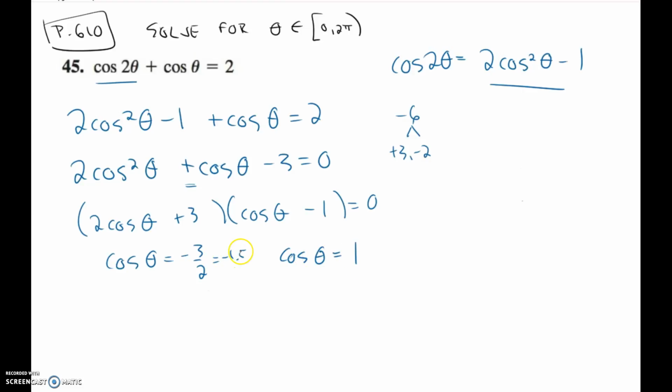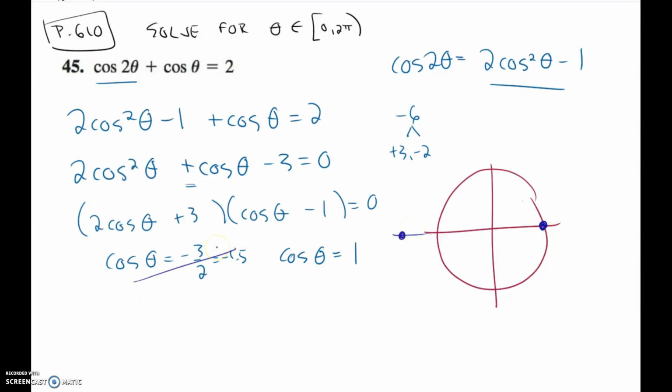This is negative 1.5. So unit circle time. So the cosine is equal to 1. The x-coordinate is 1 here. The cosine is equal to negative 1.5, like right about there. Obviously, that's not a good ratio. No solution comes from it.